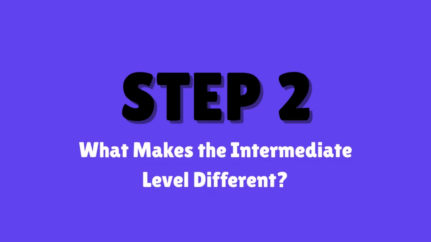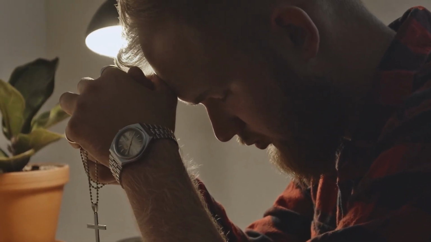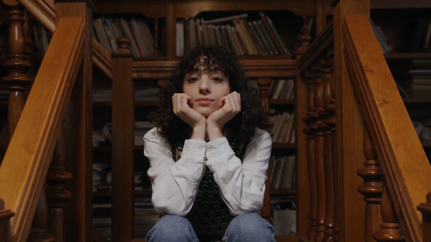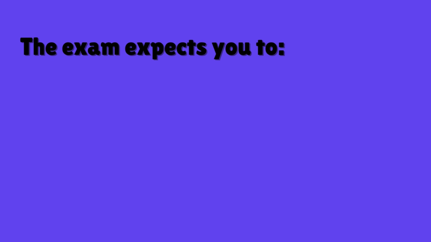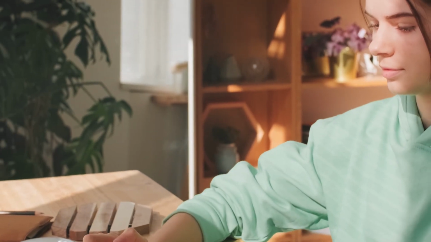Step 2. What makes the intermediate level different? Intermediate learners, like you, face different challenges than beginners. You've probably seen real installations or simulation environments. You know the basics, but you need help stitching everything together for system-level thinking. The exam expects you to understand integration between devices and systems, analyze communication flow using tools like Wireshark or serial sniffers, and be aware of redundancy, failover mechanisms, and system backups. This guide is all about bridging that gap and turning your knowledge into exam-ready expertise.